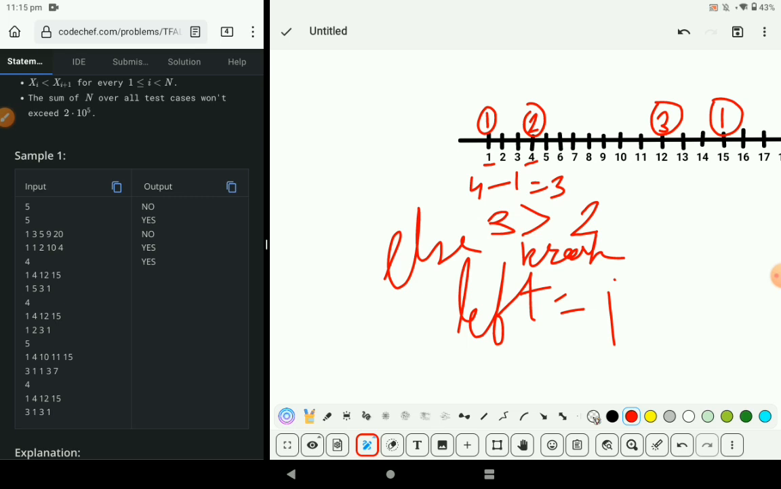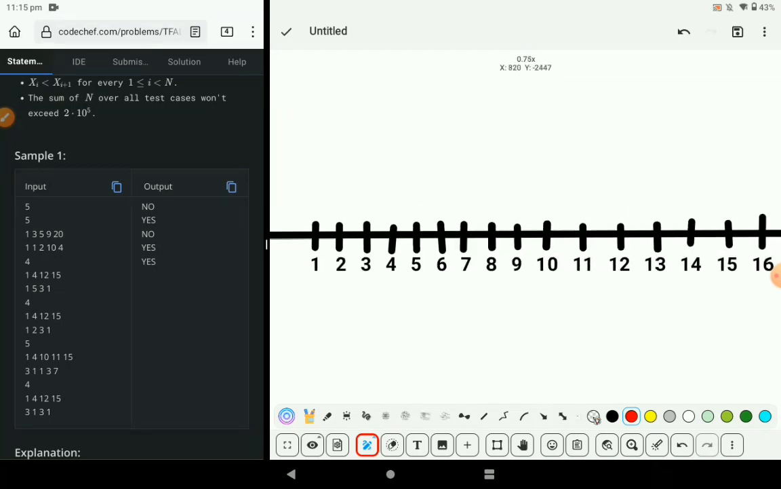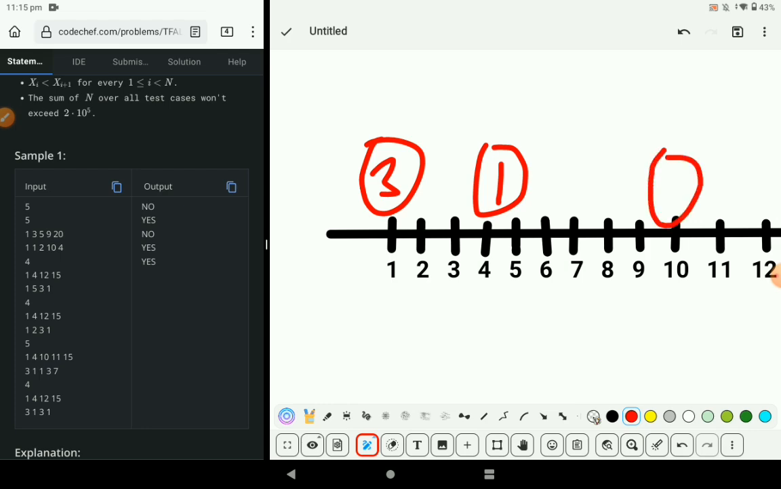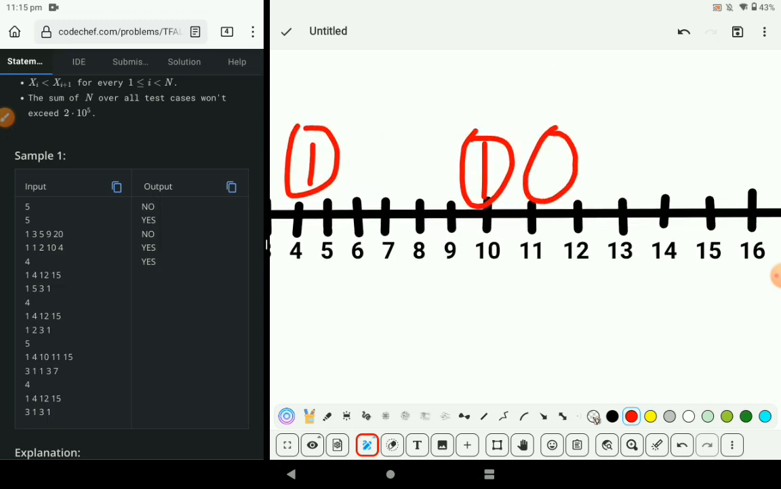So I think we are able to understand this approach. So let's try another example also. Basically in this example we have been given the first ball at position 1 and its power is 3, then 4 and its power is 1, then directly 10th and its power is 1, and then 11th, its power is 3, and then 15th, its power is 7.